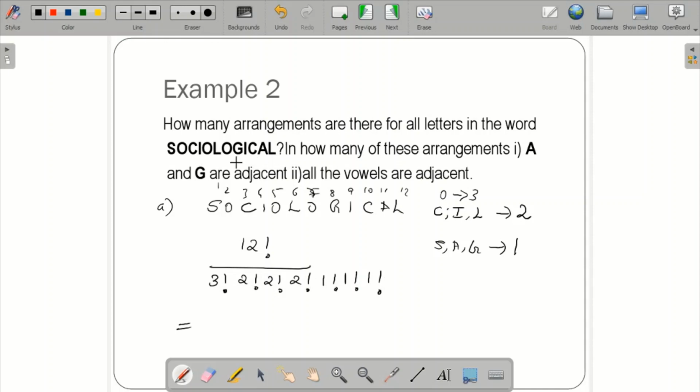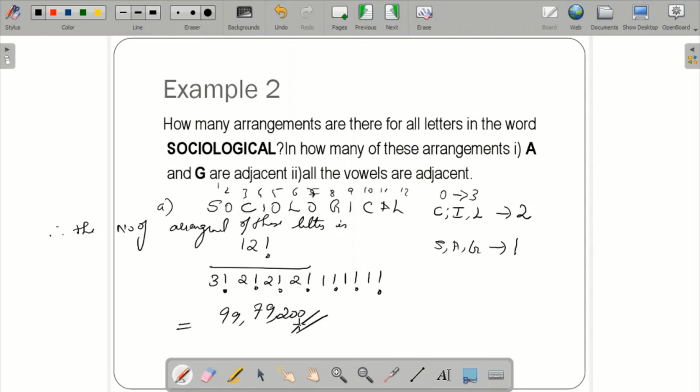You should write that the given word has 12 letters, of which 3 are O, 2 each of these, and 1 each of these. Therefore the number of arrangements of these letters is 12 factorial divided by 3 factorial into 2 factorial cubed, and the answer is nothing but 9979200.